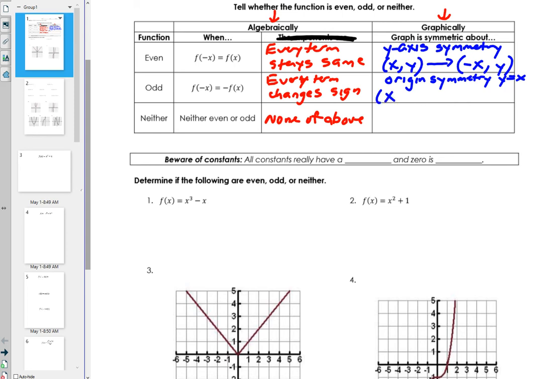If you're not sure, for every x and y, you should also have negative x, negative y. So if 2, 5 is there, then negative 2, negative 5 should also be there. That's if you're going to have an odd function. And if it's neither, it's just none of the above.